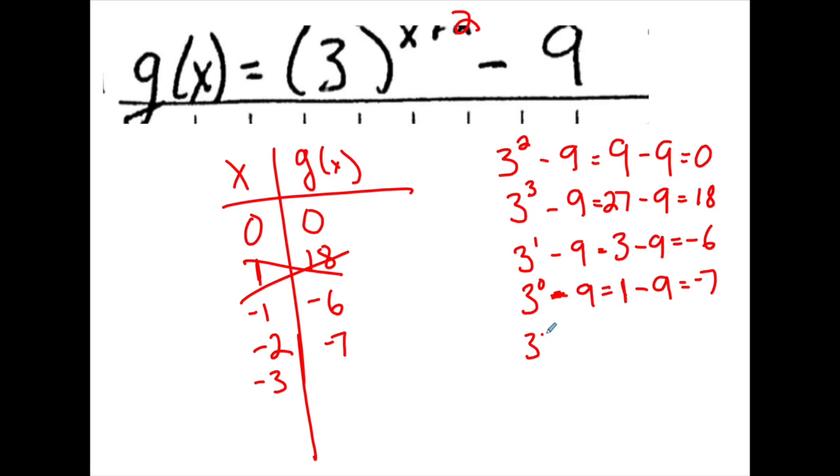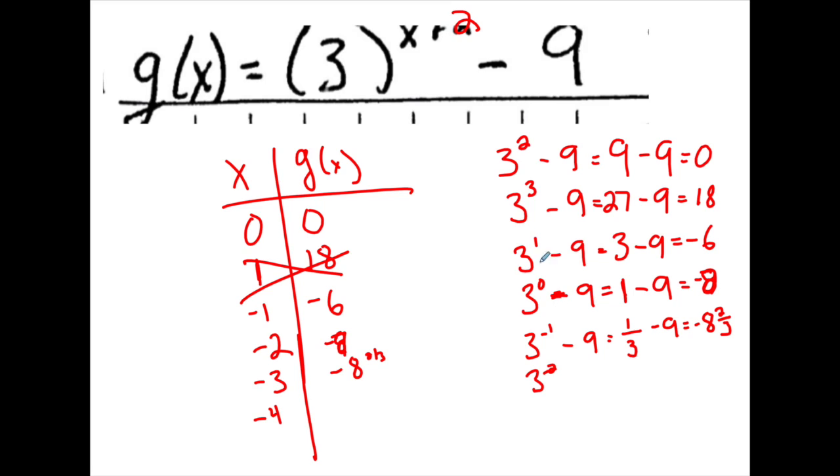Negative 3: negative 3 plus 2 is negative 1, so it's 3 to the negative 1, minus 9. Remember, 3 to the negative 1 is 1 over 3 to the 1, which is 1 over 3. So it's a third minus 9, and that's negative 8 and 2/3. Interesting. Is there a pattern? And actually, I see a mistake. Sorry, folks. 1 minus 9 is not negative 7. Silly me. It's negative 8. That makes more sense. I was wondering what was going on there. The last one I'm going to do is negative 4.